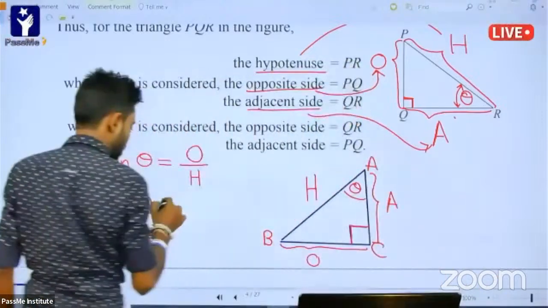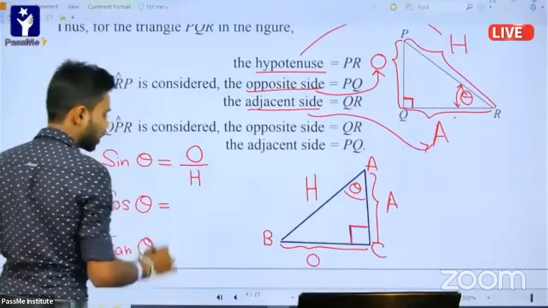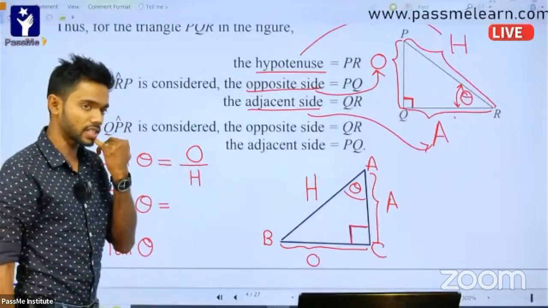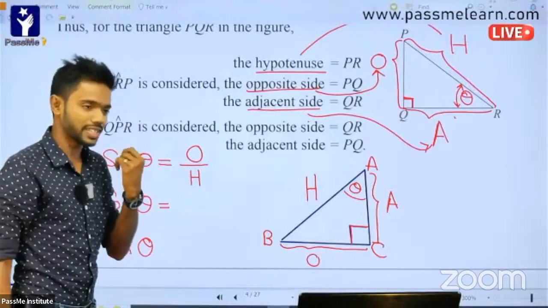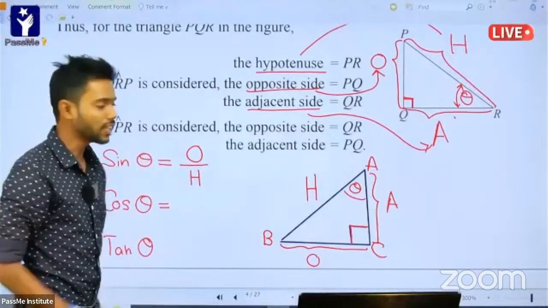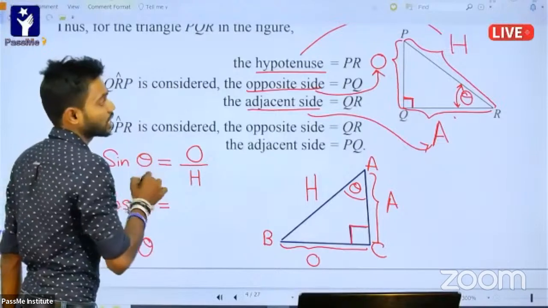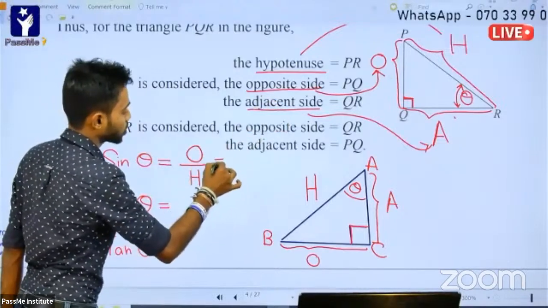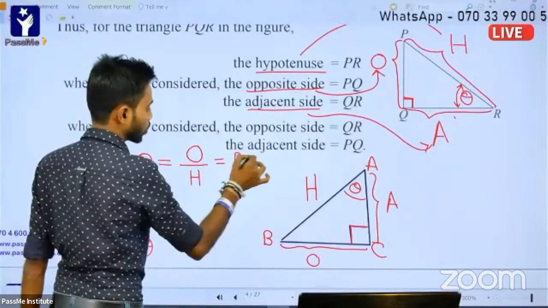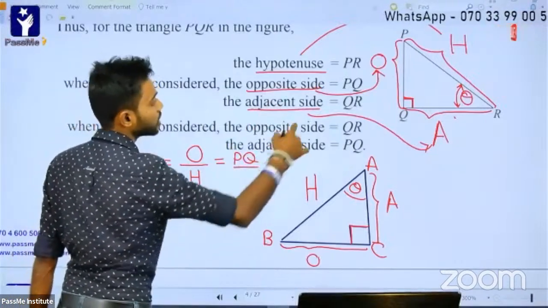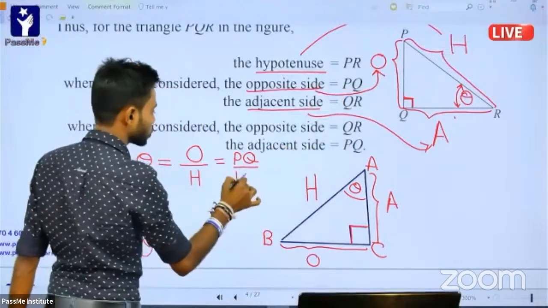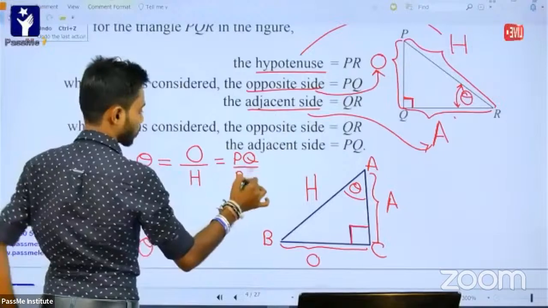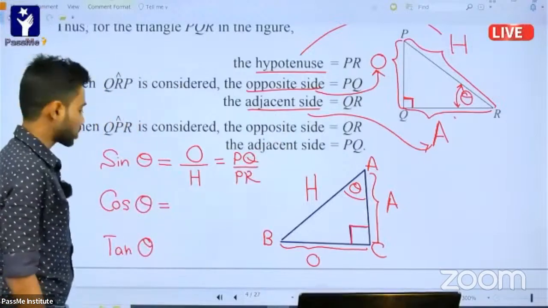Okay, then cos theta, and also you need to remember this one, right? If I ask a question like, please write an equation for sin theta, you must be able to write sin theta is equal to the opposite side, that is PQ, divided by PR. So that's the answer for sin theta. Okay, then cos theta.